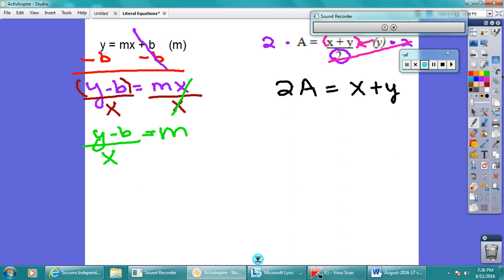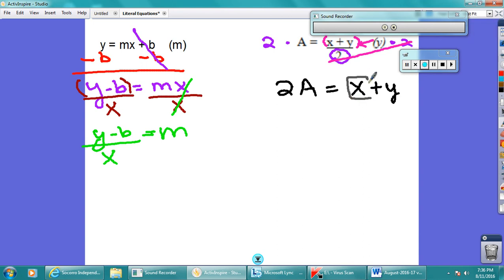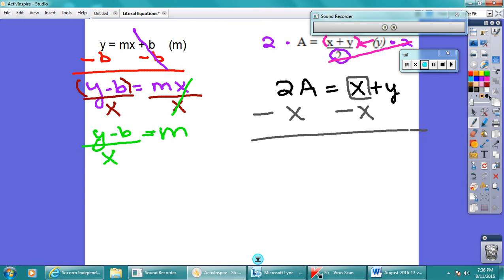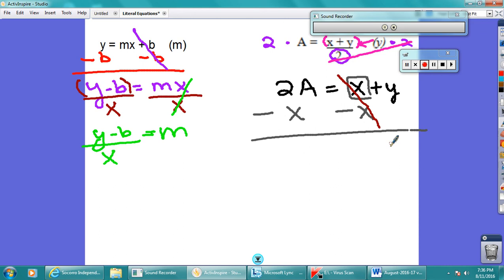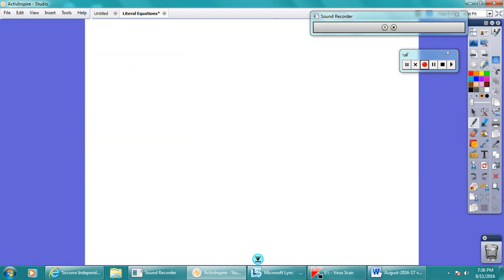So we're almost there. We're solving for y. So that means I need to take care of this x. Get it out of the way. So I'm going to subtract the x because it's positive. Subtract the x. Draw my line. Alright, these cancel. I bring down the y equal. Now, here, this becomes 2a minus x. This is how you solve literal equations.